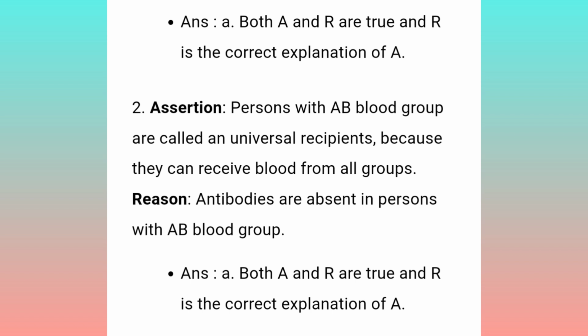Then second one, assertion. Persons with AB blood group are called universal recipients because they can receive blood from all groups. Reason, antibodies are absent in persons with AB blood group. Answer A. Both A and R are true and R is the correct explanation of A.